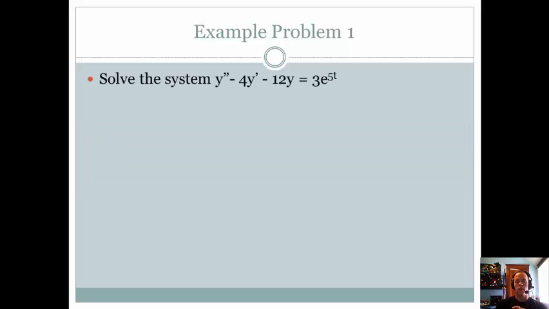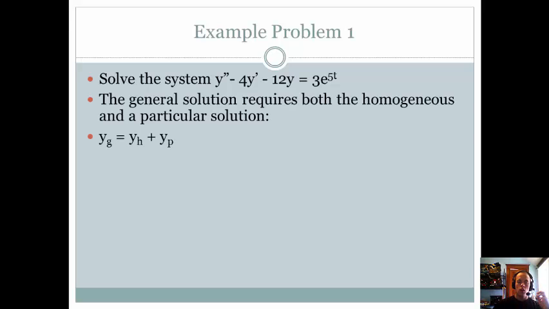So let's try an example here. Let's say we have the basic system y double prime minus 4y prime minus 12y is equal to 3e to the 5t. Does this meet our criteria to use the method of undetermined coefficients? Well, we can see that we do have constant coefficients on the left side. We see that our coefficient for the first derivative of y is -4, and the coefficient of y is -12. So we meet that criteria, and then we see that we have an exponential function on the right side, so we know that we meet that criteria as well.